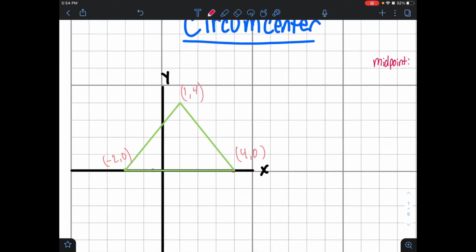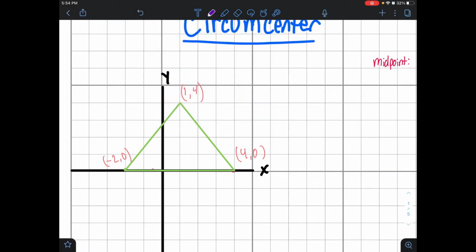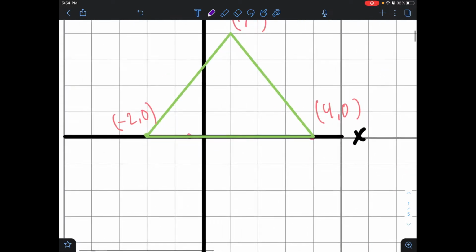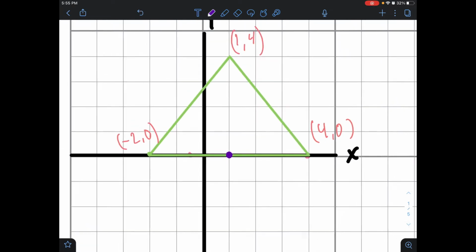So basically, the main two steps for finding a circumcenter of a triangle is finding the midpoint of two lines and then finding the opposite slope of those lines. So I'm going to be using this bottom line down here, and I just have to find the midpoint of this line. So this line is 6 points long, so you just do 3. So you go 3 across, and that is the midpoint of that line.